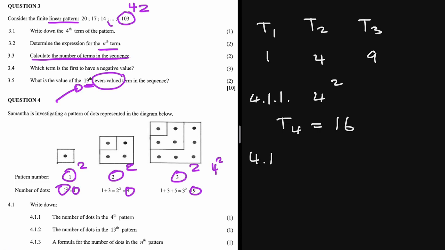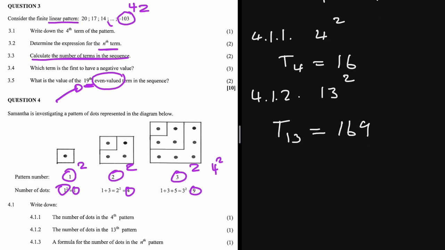For 4.1.2, they ask for the number of dots in the 13th term. We're going to do the same thing. For the 13th, we say 13 squared. Therefore, the number of dots in term number 13 is 13 squared, which is 169 dots. That is how we answer 4.1.2.